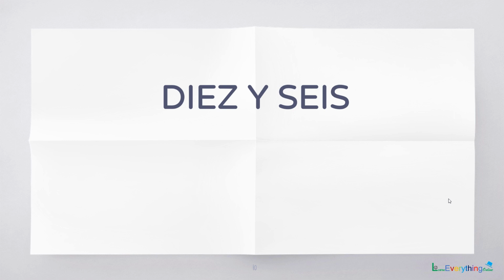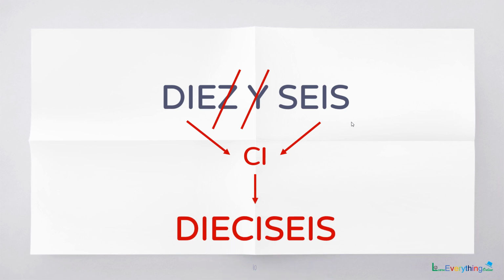Now, saying diez y seis is also fine, but in general terms the letters Z and Y are cancelled and replaced by CI. The pronunciation for this CI combination is "si". By cancelling these and replacing them with CI and joining the whole thing, we get dieciséis. So it becomes dieciséis.